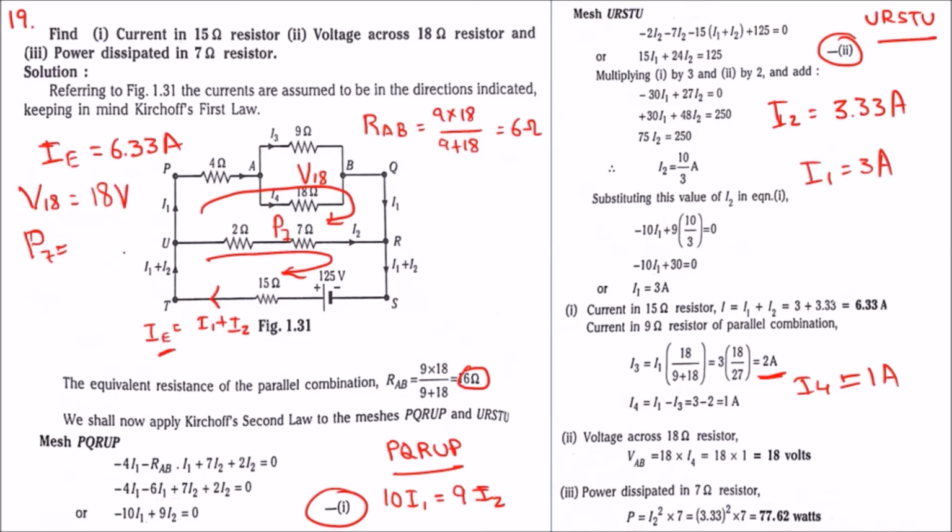Next is P7. The power will be I2 squared into 7. We know I2 is 3.33. Simplifying that, we will get 77.62 watts. This is the power, as it has been given here.